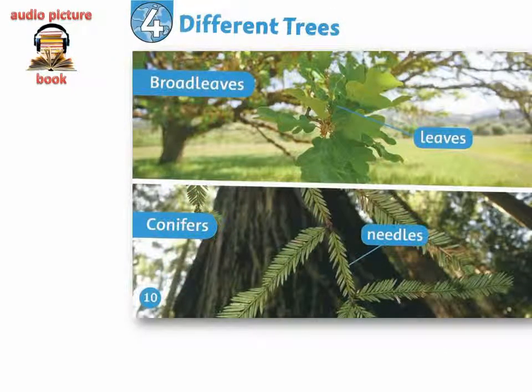Chapter 4. Different trees. Some trees are broadleaves, and some trees are conifers. Broadleaves have flat leaves. Conifers have thin, sharp needles. Conifers are strong trees. Animals can't eat the sharp needles.